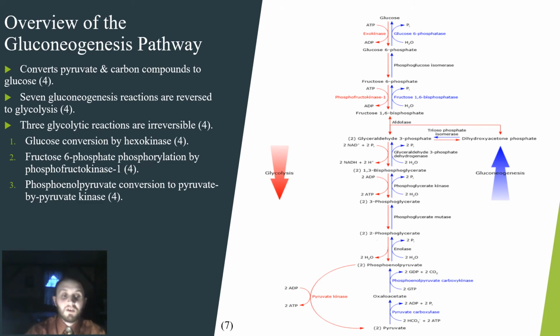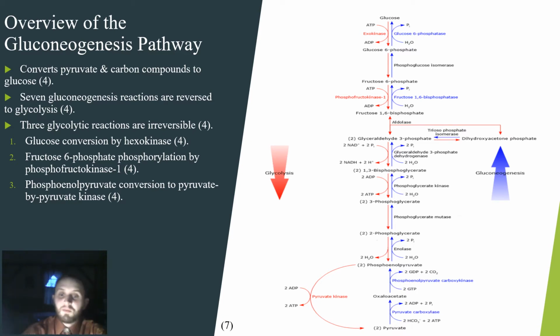the conversion of glucose to glucose 6-phosphate by hexokinase, and the phosphorylation of fructose 6-phosphate to fructose 1,6-bisphosphate by phosphofructokinase 1, and the conversion of the phosphoenolpyruvate to pyruvate by pyruvate kinase. So, just a little overview about the gluconeogenesis here, real quick, okay?